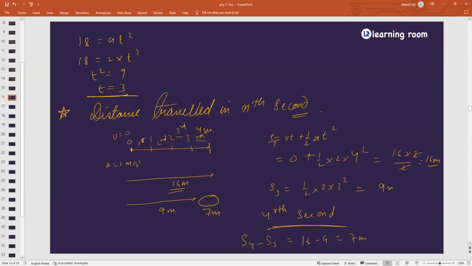If I'm asking for the second second, it will start from time t equals 1 to time t equals 2. So you have to calculate the distance traveled in 2 seconds minus the distance traveled in 1 second. Right? First write it down. We'll be moving on to the next page.